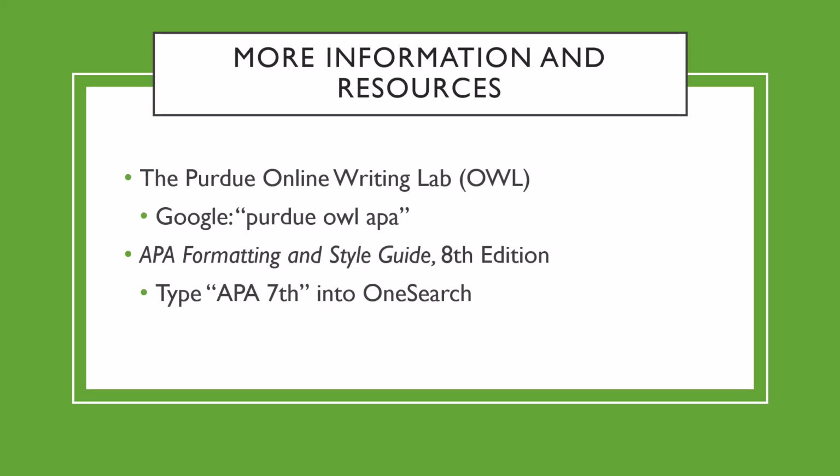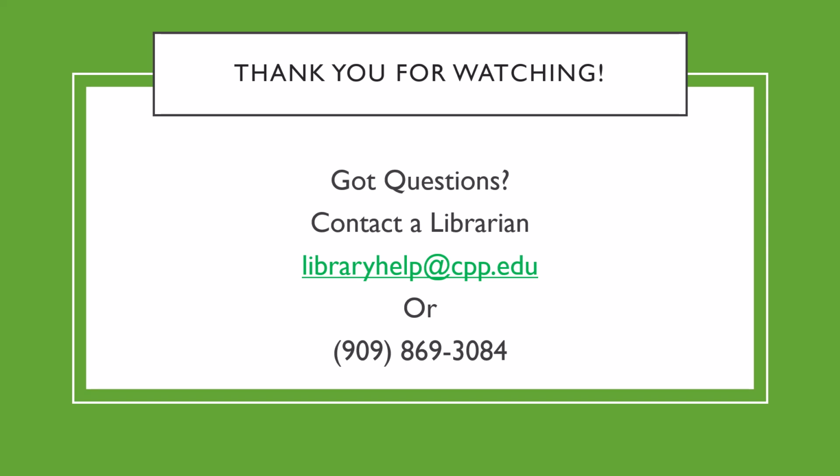Now, obviously, there are a lot more types of sources to cite than just books, and there are a lot more situations for citing books than we've covered in this brief video. If this video didn't answer your question, there are more resources available to help your work. The Purdue Online Writing Lab, or OWL for short, provides an excellent website covering a lot of different scenarios and rules for APA citation. To access the OWL, simply type in Purdue OWL APA into Google or the search engine of your choice. You can also reference the APA Publishing and Style Guide itself by typing APA 7th into OneSearch. Finally, you can always contact a librarian for citation assistance.